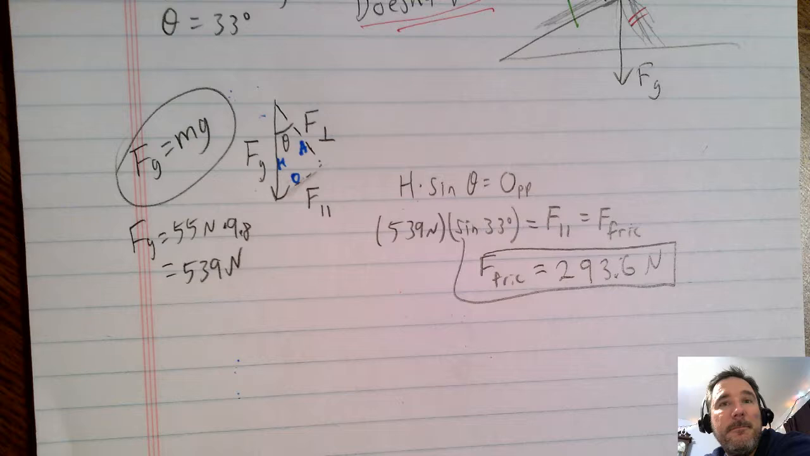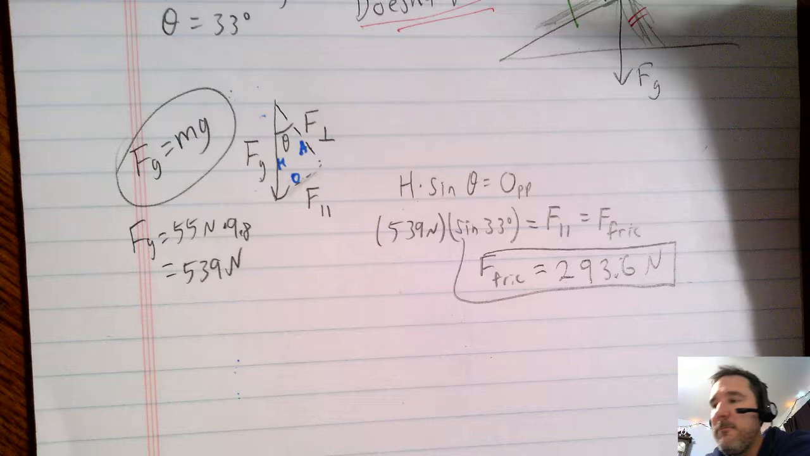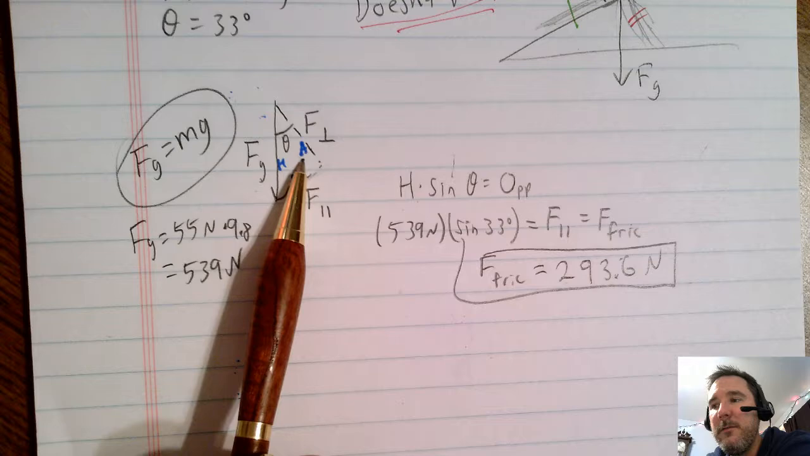That's it. That's how much friction is holding it up. If I ask what's the normal force, instead of normal, use the cosine. Find the adjacent side. All right? Just remember, it doesn't move.